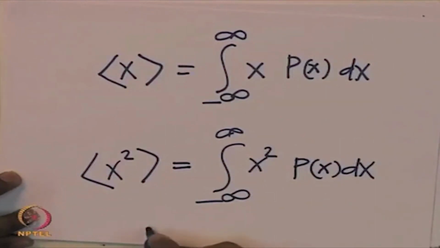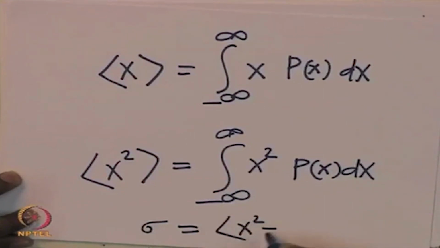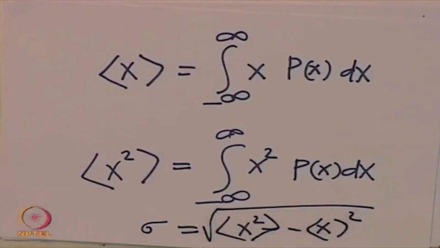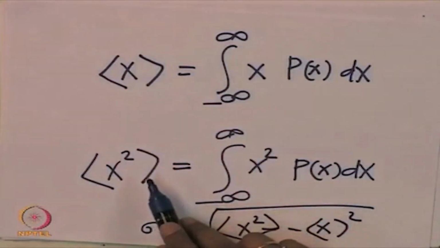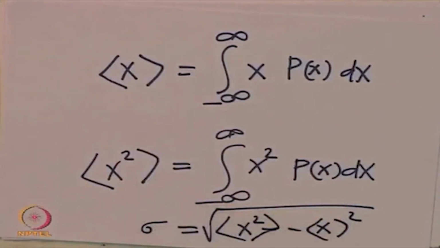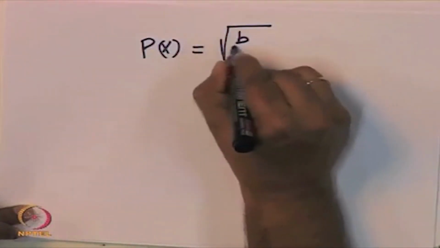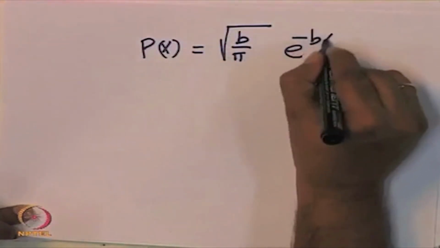And we know the standard deviation sigma is nothing but the root of x square average minus x average square. So, this is the standard deviation. We have to find out x average, we have to find out x square average, and then we can find out the standard deviation. We have a p of x here, and our p of x is root of b by pi e power minus b x square.